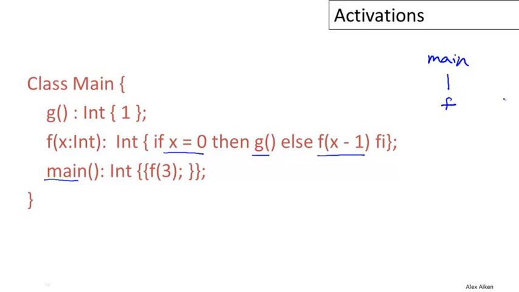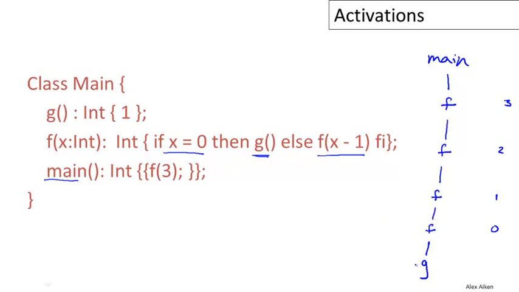So I'll just make a note over here on the side about what the argument is, because we'll need to keep track of that. So F is called with 3. Clearly, that is not 0. And so then F is going to be called again with the argument 2. That will result in F being called yet another time with the argument 1. And finally, F will be called with the argument 0, which will then result in a call to G.